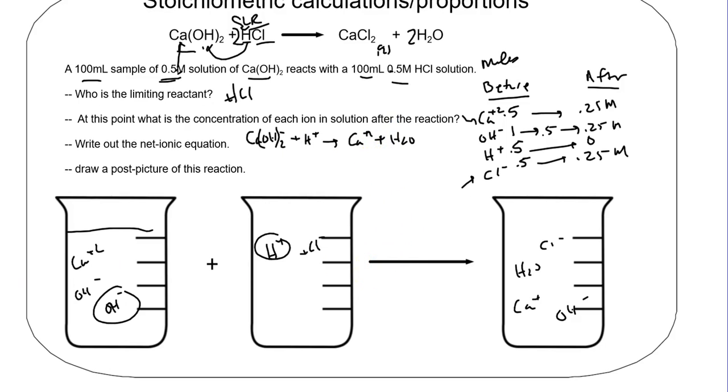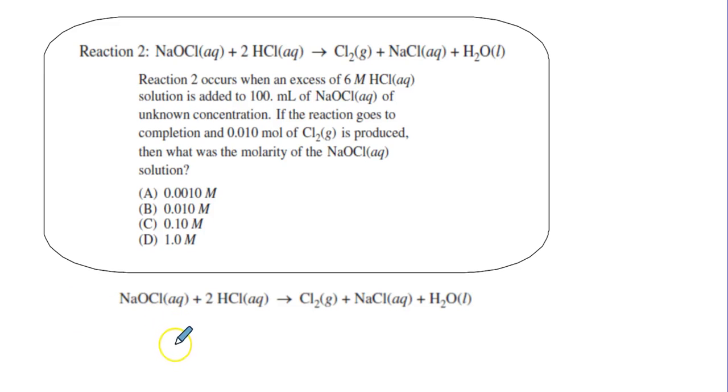All right. Got ourselves a question here. Okay, reaction 2. This reaction requires excess 6 molar hydrochloric acid. Okay, 6 molar. To 100 milliliters of this of unknown concentration. If the reaction goes to completion, 0.01 moles of chlorine is produced. What's the molarity of the original solution? Pause for a moment, give it a try, see what you think. This could be a nice table problem.